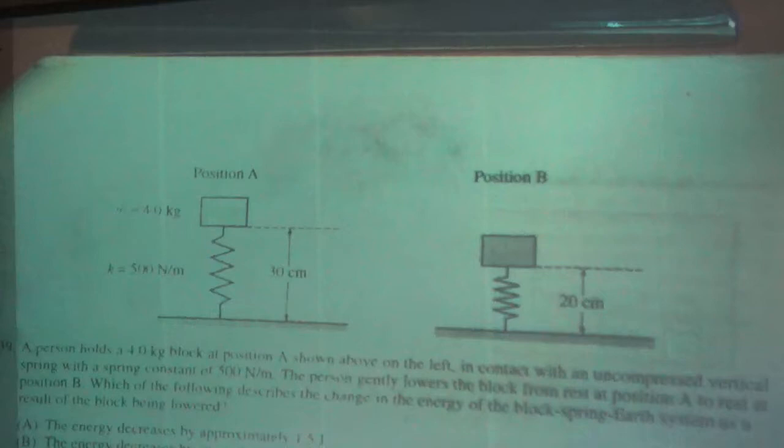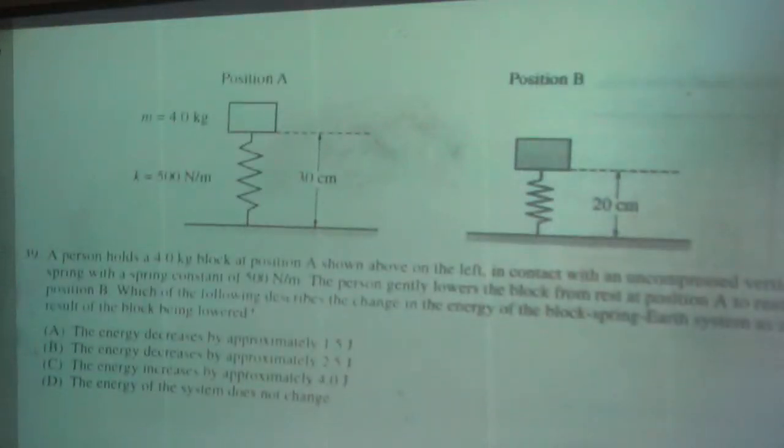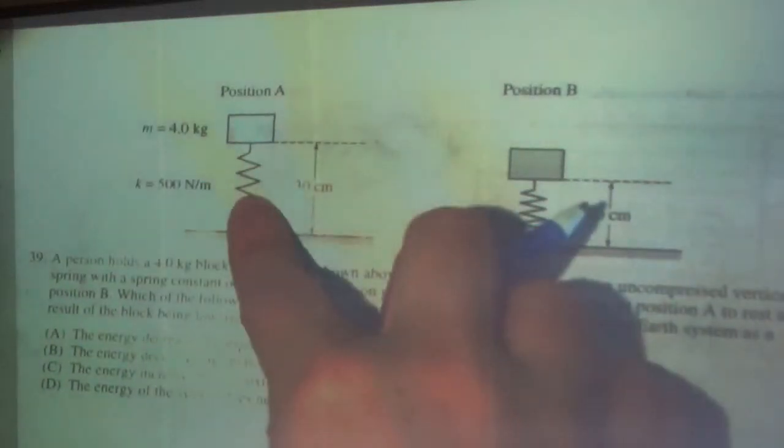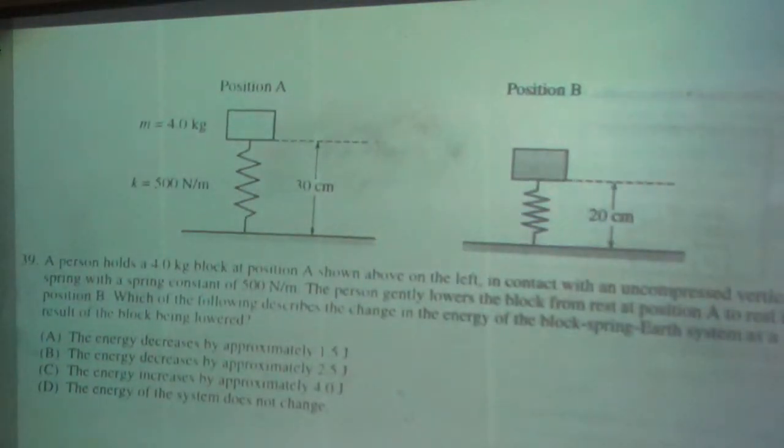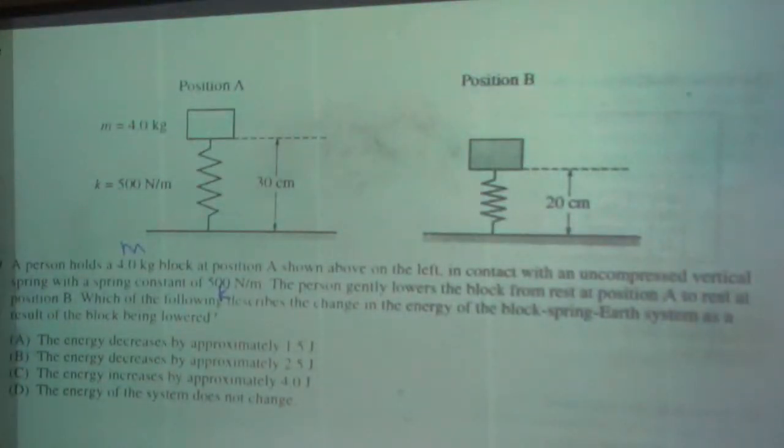A person holds a 4 kilogram block at position A as shown, and they're above an uncompressed vertical spring. So if it's uncompressed, that means the spring is not holding any potential energy right now. And we have the spring constant K, so we've got mass and K. The person gently lowers the block from rest at position A to rest at position B. Which of the following describes the change in energy of the block-spring system as a result of the block being lowered? So I looked at the change in energy.